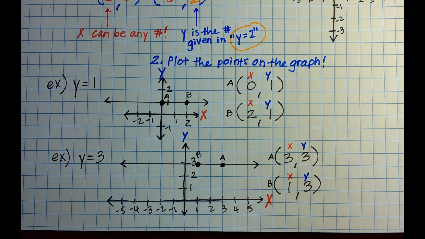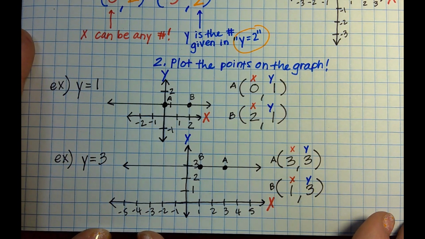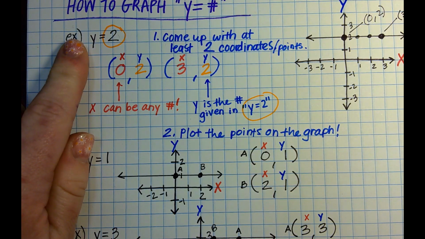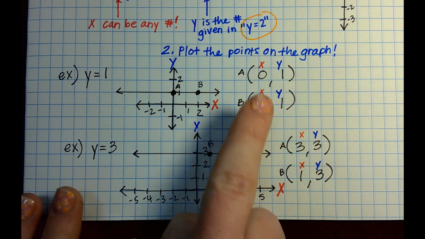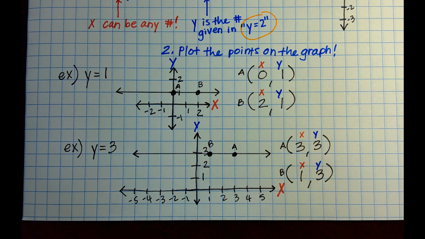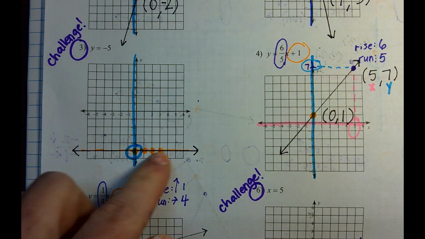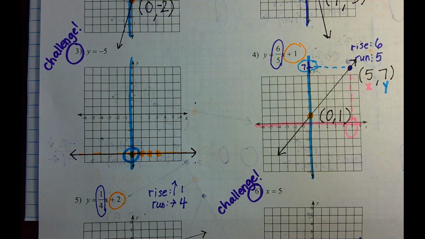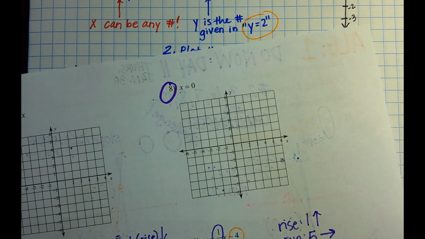Unpausing. So we're back from our break. We've been working on graphing equations that are just y equals a number. Okay? And remember, whenever we do this, you just pick a random number for x. Your y is always whatever number they give you. So, we graphed number 3 on that worksheet. Y equals -5, just a straight line across at -5.